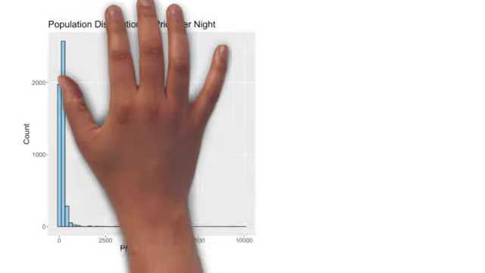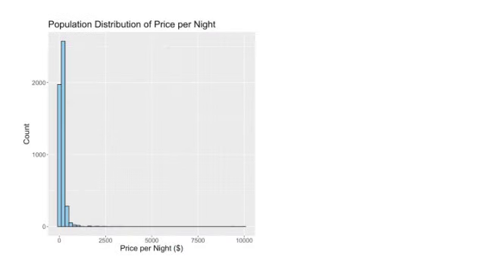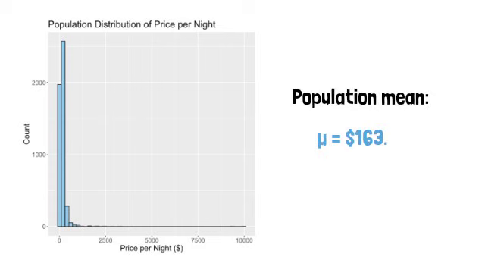If we look at the population distribution of Airbnb prices per night, we can see it's very right skewed. It looks like there's some pricey Airbnbs. From the population distribution, we can compute the population mean and find that the average Airbnb in Vancouver costs around $163 per night.